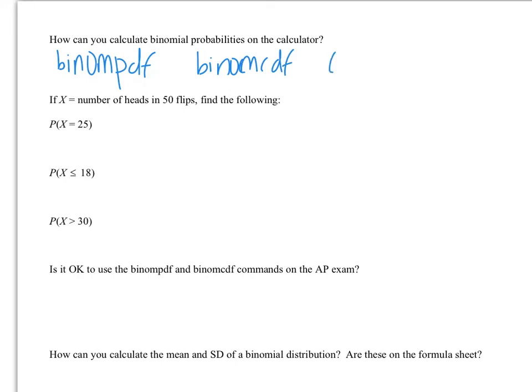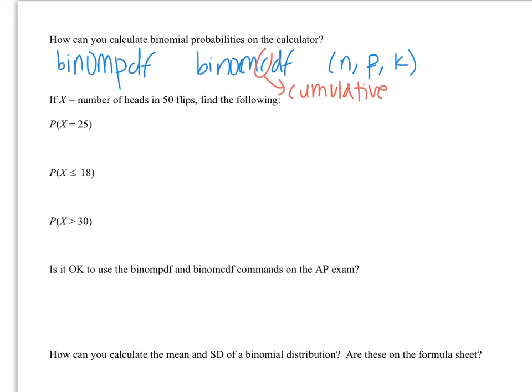Okay, in either one, you're always going to put n, so the number of trials, p, the probability of success, and then you're going to put k, which is your number of successes. Now, here's the difference for p versus c. C is for cumulative probabilities. So when you use CDF, it's going to tell you the probability of that k value and everything lower. PDF is just one specific point. So I'm going to show you how to do all of these on the calculator.